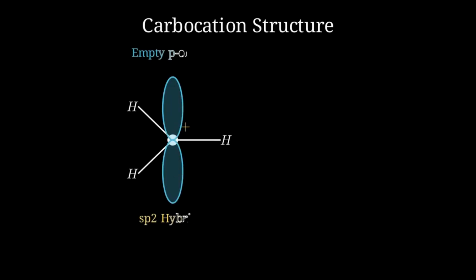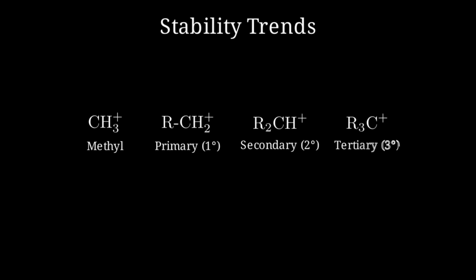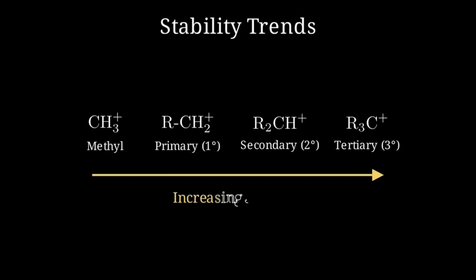A carbocation is a molecule in which a carbon atom has a positive charge and 3 bonds. This carbon is sp2 hybridized with a vacant p orbital, making it highly reactive and electron deficient. Carbocation stability depends on the number of alkyl groups attached to the positive carbon. Stability increases from methyl to primary, secondary, and finally tertiary, which is the most stable configuration.